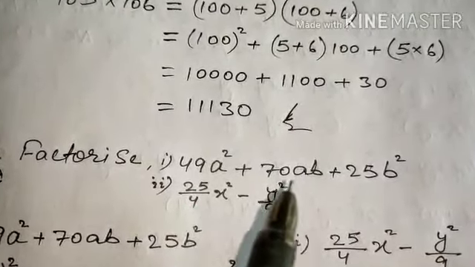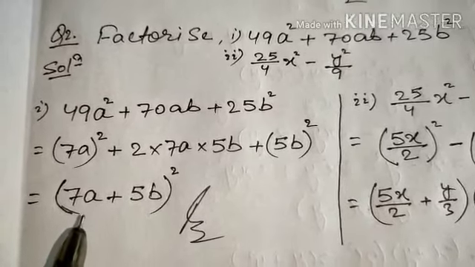Now we try to do this 2 into a into b, because the value of x is 7a over here. So we are doing 2xy with 7a, and the value of y is 5b, because we are going to put it in the square form. So it will become (5b) whole square. So finally it is a square plus 2ab plus b square. It means our (a plus b) whole square formula will work over here, and we get (7a plus 5b) whole square.